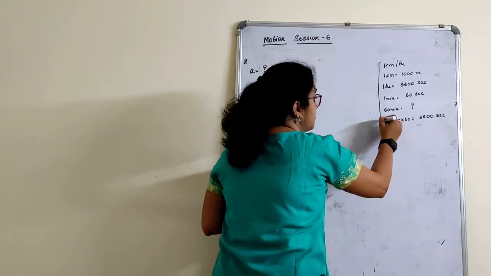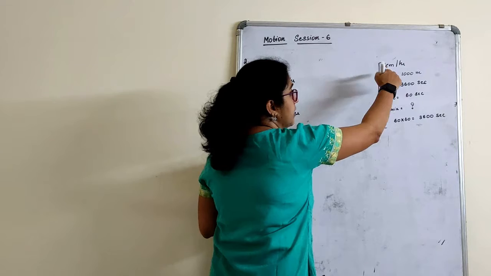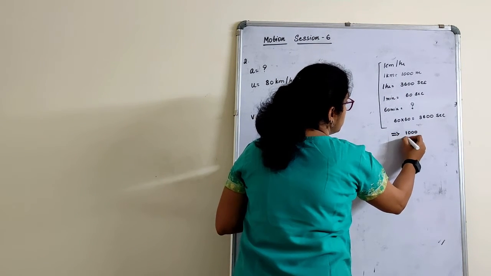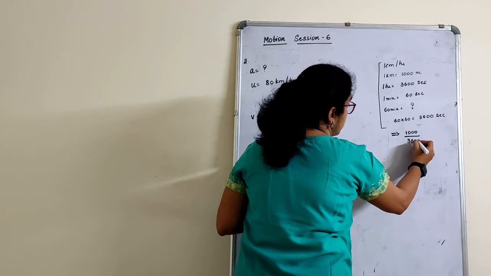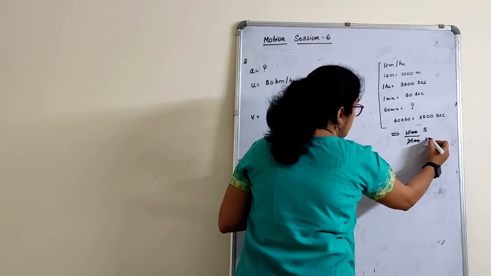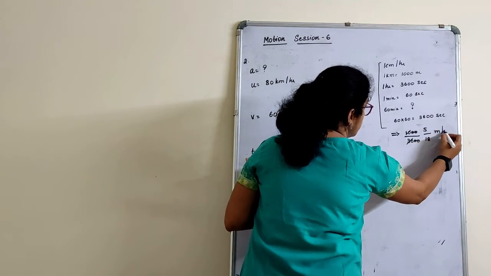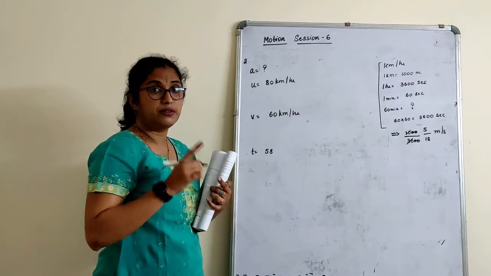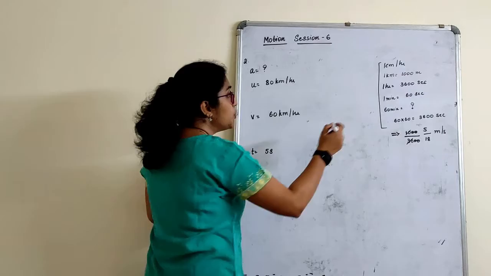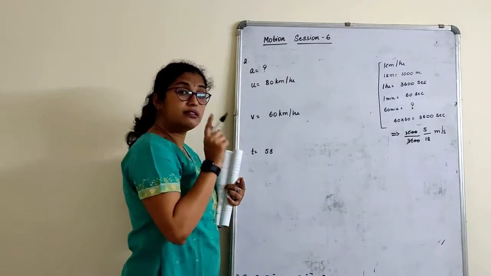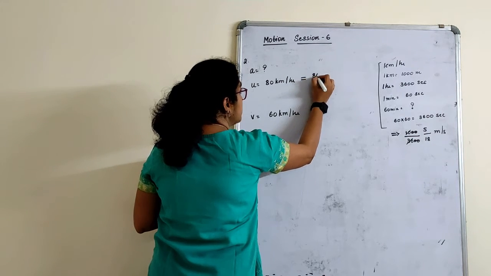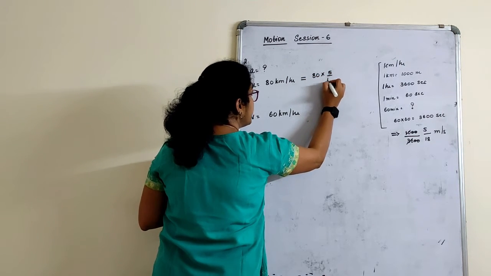Is this conversion very well known? Kilometer per hour is nothing but 1000 divided by 3600. Cancelling 2 zeros, 2 zeros, 2 fives are 10, 2 eighteens are 36, so 5 by 18 meter per second. Whenever you have to convert kilometer per hour into meters per second, you may not do all these things. This was one time for your understanding. Directly you can write this as 80 into 5 by 18.